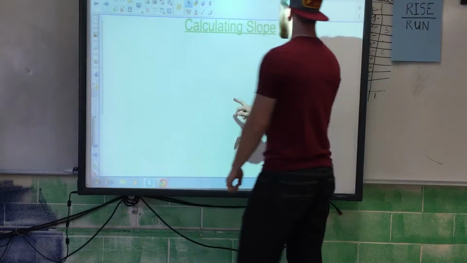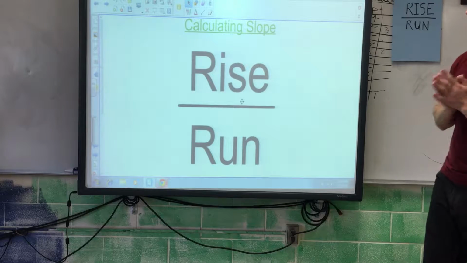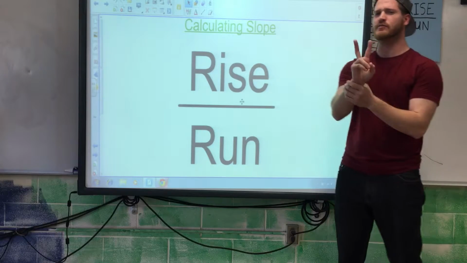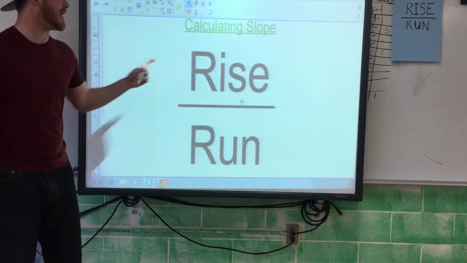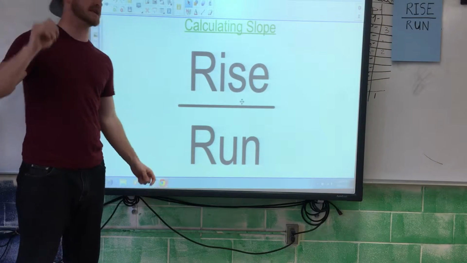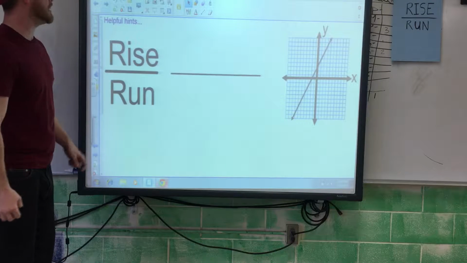Now, when calculating slope, the most important formula that you have to remember is rise over run. Once you have 2 points on a line, you can find the slope. By doing this, you go rise, which means you count up or down first, and then the run, you go side to side. So, a couple helpful hints to remember this.